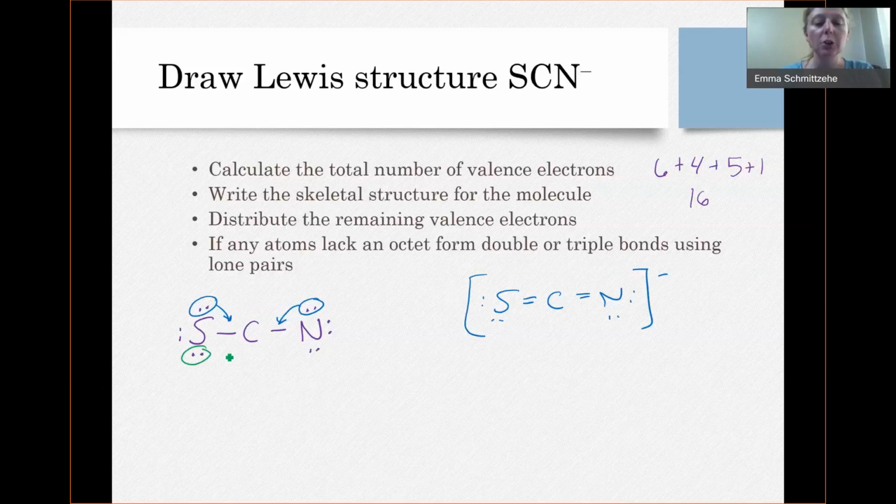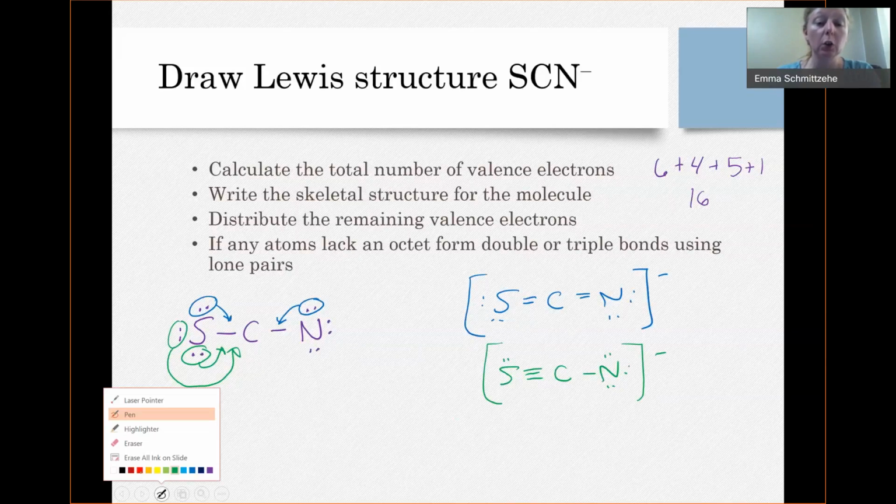I could also instead share only from the sulfur. If I shared only from the sulfur, I would have a triple bond to the carbon and then a single bond to the nitrogen. My nitrogen would still have its original 3 lone pairs, and the sulfur would only have 1 lone pair left. And I'd still have a negative charge. So that's another possibility.